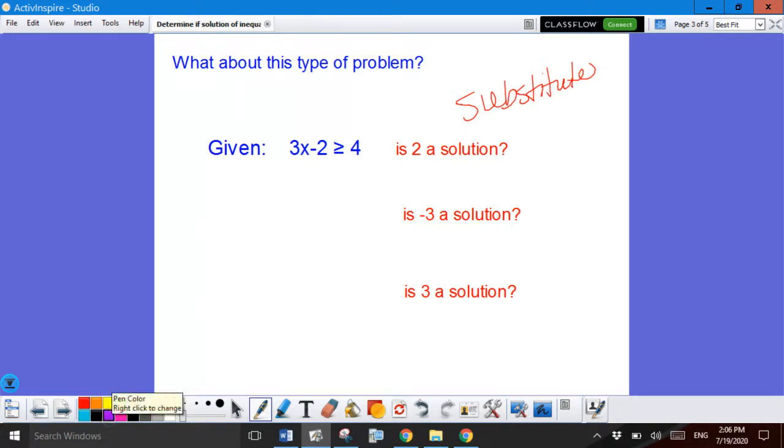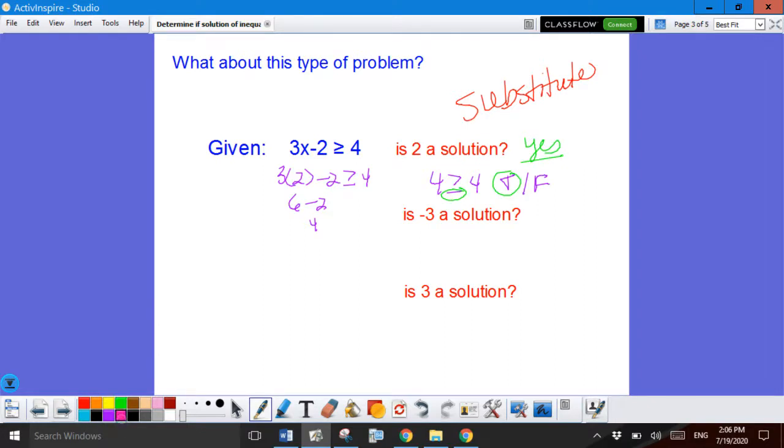So let's go ahead and put in the 2. And I'm going to put the 2 in where the x is. Okay, so here's the 2. Less than or equal to 4. Well, 3 times 2 is 6. 6 minus 2 is 4. So I have 4 is greater than or equal to 4. Is that true or is that false? Well, 4 is equal to 4. So that is true. So that means this is a solution. Okay, 2 is a solution.